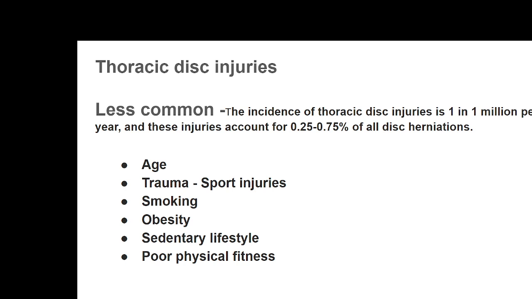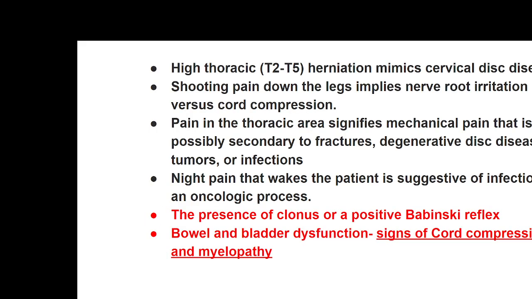Thoracic disc injuries are less common because of the basic structural stability of the thoracic vertebrae. Incidence of thoracic disc injuries is just 1 in 1 million persons per year, and these injuries account for only 0.25 to 0.75% of all disc herniations. But when they occur, the usual causes are either old age, trauma, sport injuries, which are the more common, smoking, obesity, sedentary lifestyle, and poor physical fitness.